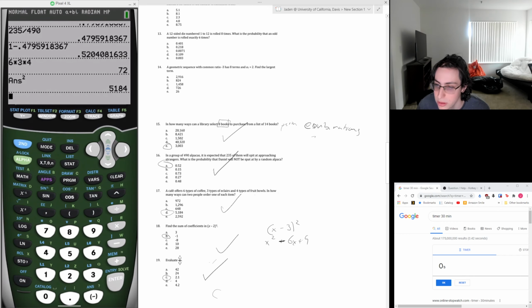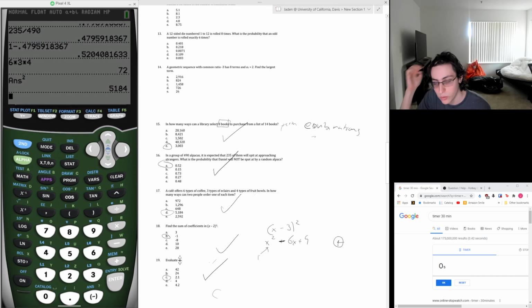Then the sum of the coefficients is 4. But this is the same as just plugging in 1 for every x here. 1 squared minus 6 times 1 plus 9, because 1 squared or 1 cubed or 1 to any power is always just 1. So for this problem, if they want you to find the sum of all coefficients, if you ever actually see this on a test, just plug in 1 for any variable and then just do everything out normally.